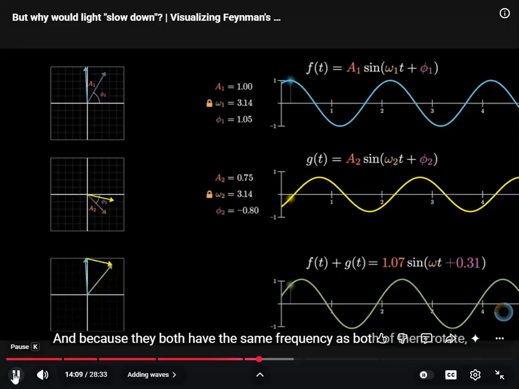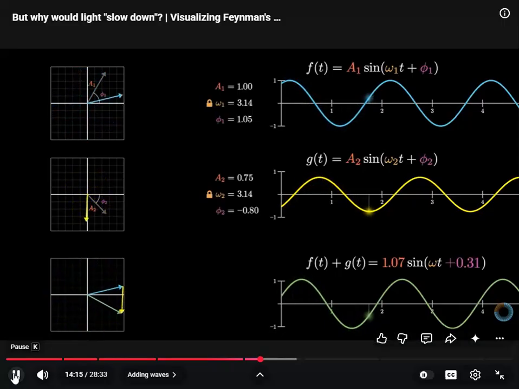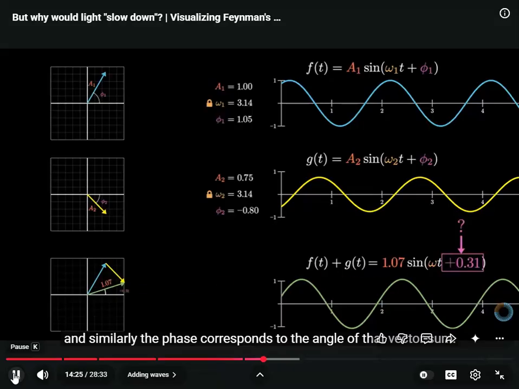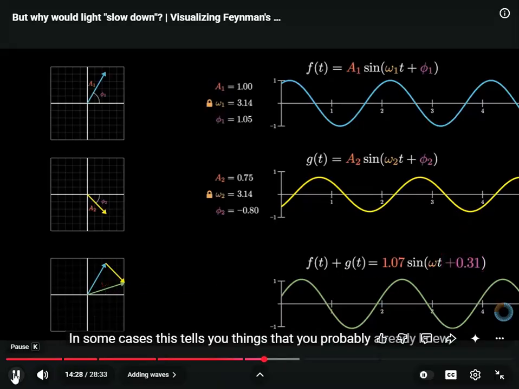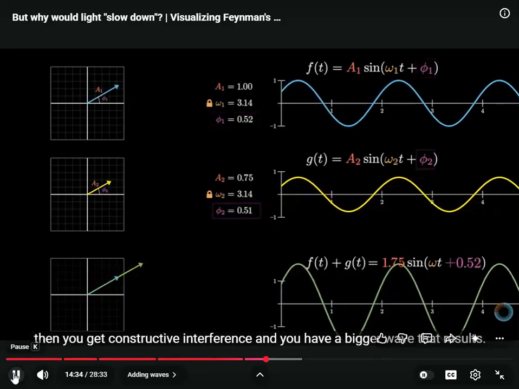And because they both have the same frequency, as both of them rotate, their sum kind of rotates in lockstep with them. So if you want to think about the amplitude of a resulting wave, it comes down to the length of this vector sum, and similarly the phase corresponds to the angle of that vector sum. In some cases, this tells you things that you probably already knew, like if the two phases happen to be the same, then you get constructive interference and you have a bigger wave that results.